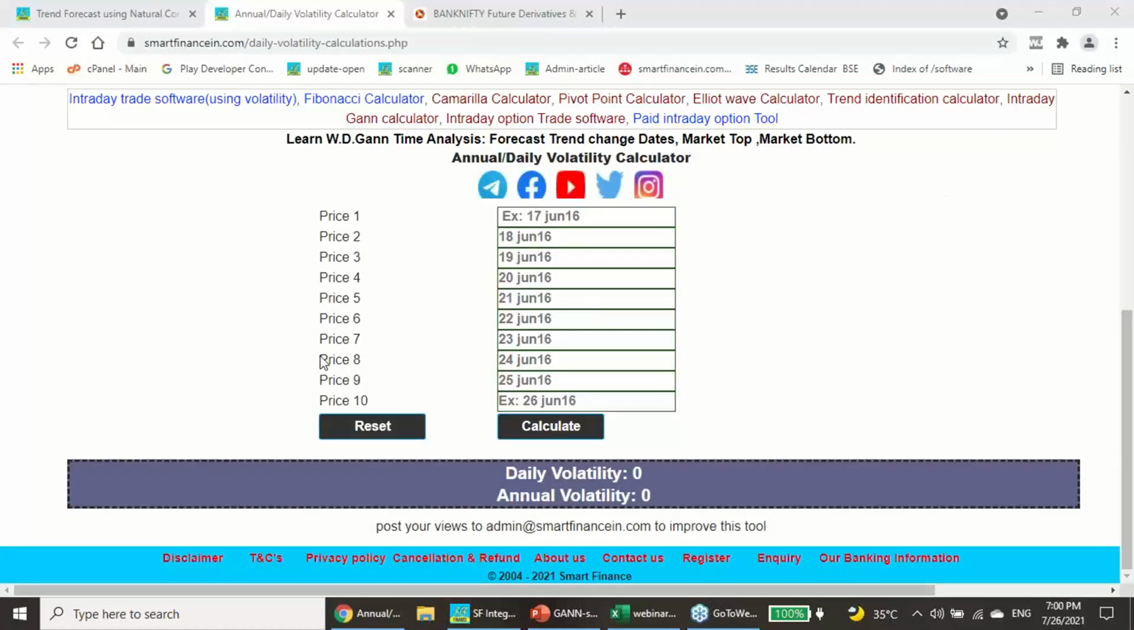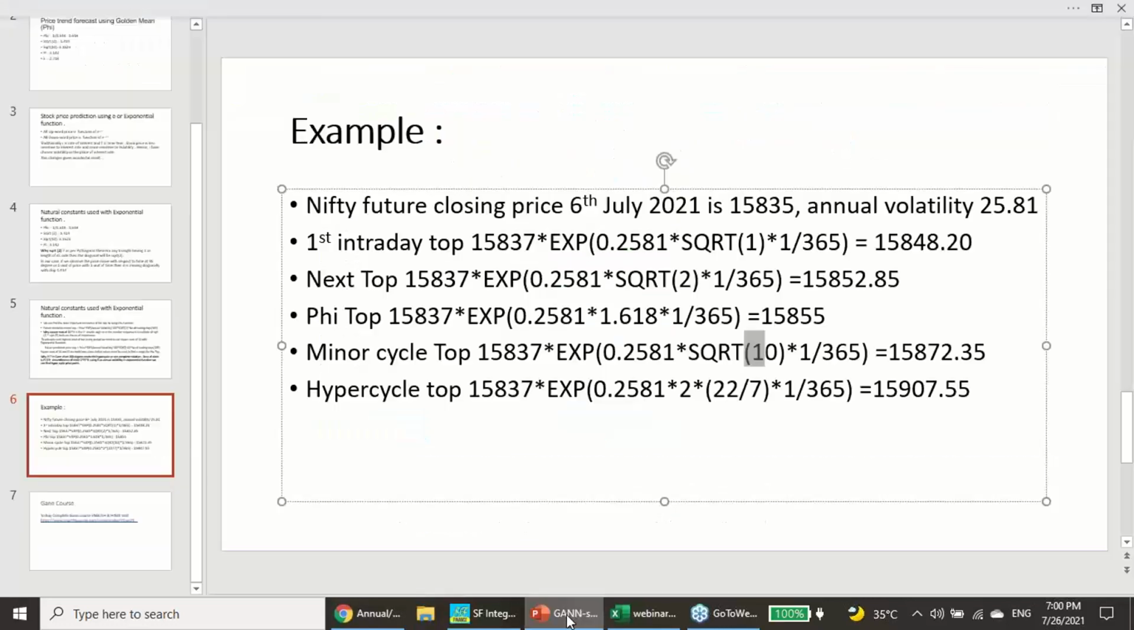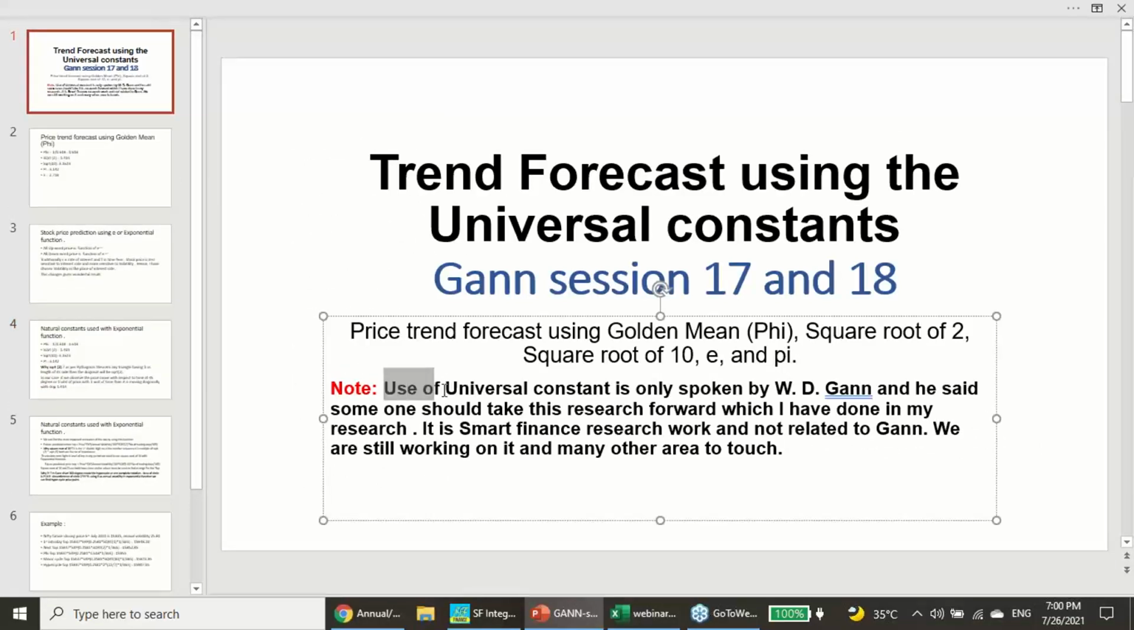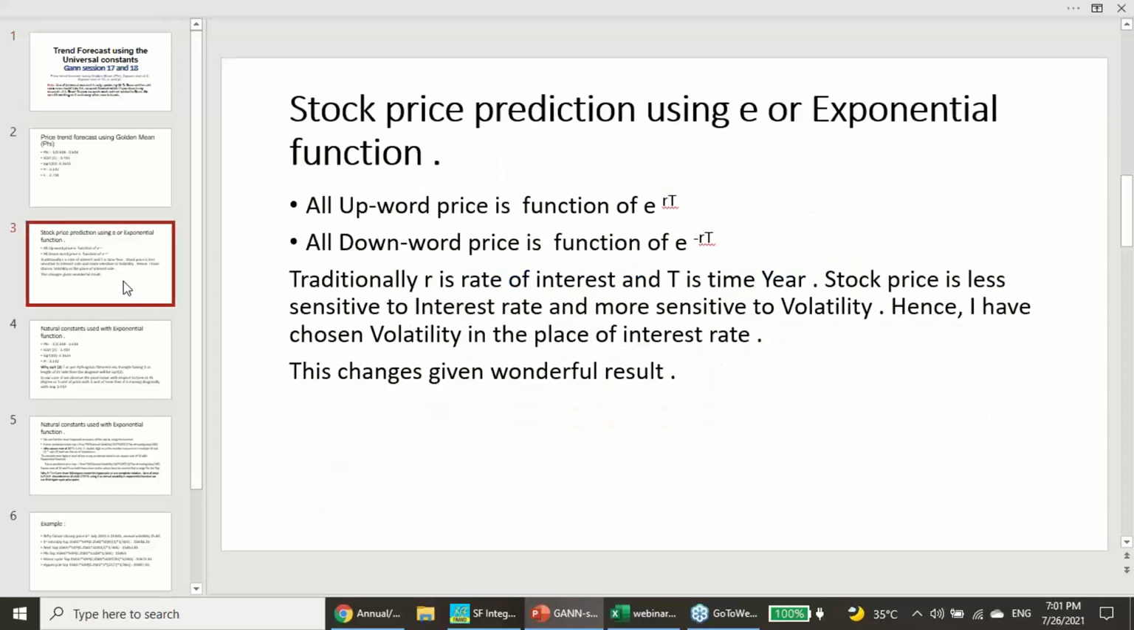And once again, I repeat, though the base or the thought or the very idea of using these particular natural constants in the trend forecast is given by W.D. Gann. So it is only spoken by him. So here the idea of using the natural universal constants in trend forecast is a contribution of W.D. Gann, who has mentioned or who has spoken about that. So we have taken these things forward, and with prolonged years of research, we found out how best we can utilize these constants for our trend forecast.